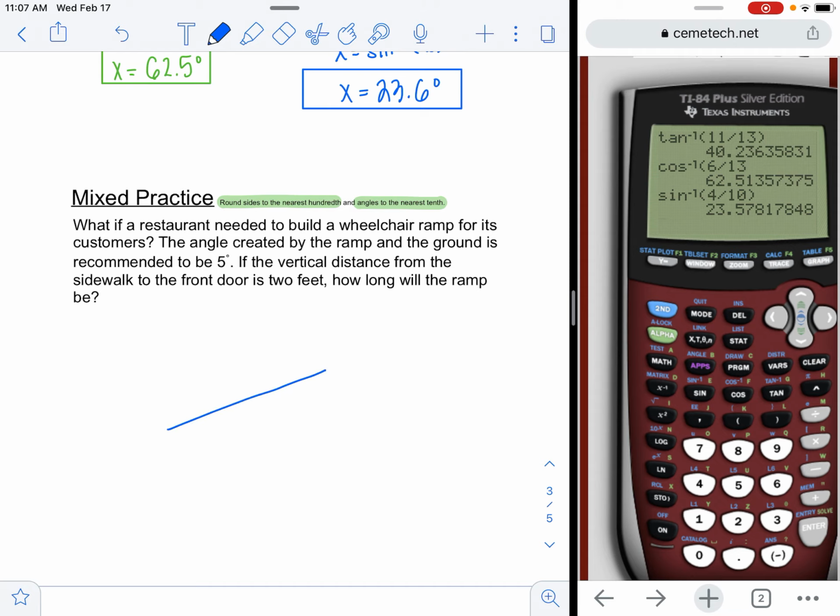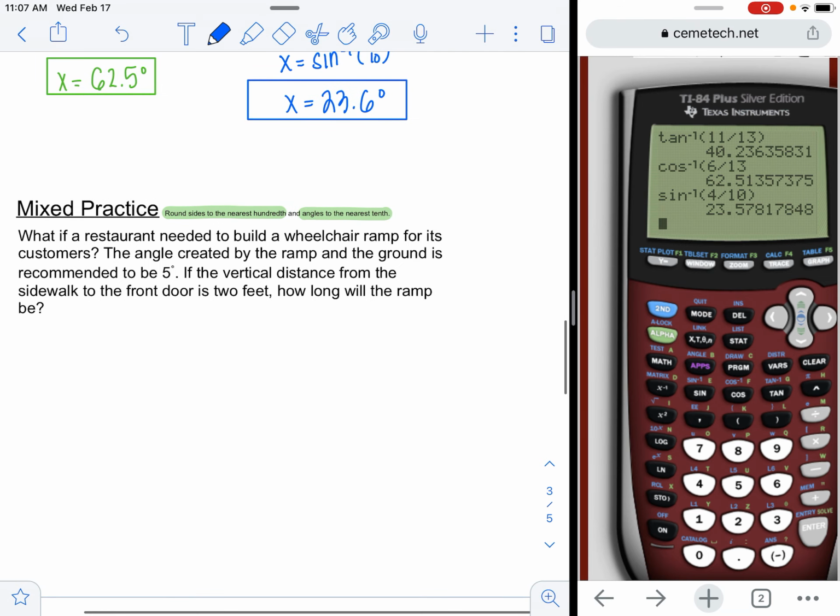All right, this says, what if a restaurant needed to build a wheelchair ramp? So a wheelchair ramp would look like this, right? For its customers. The angle created by the ramp on the ground is recommended to be 5 degrees. If the vertical distance from the sidewalk to the front door is 2 feet, how long will the ramp be? Okay, so I know that I'm going to end up drawing a right triangle for this, so I might as well draw one right now. I want to have my iPad correct it to be nicer. Here's my right angle. Okay, remember, this is your ramp, in case you were wondering.